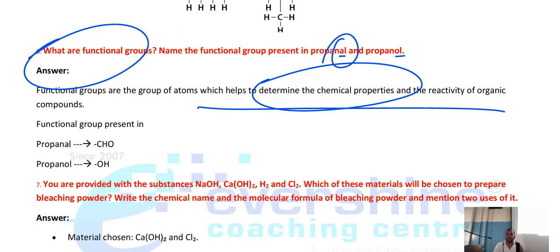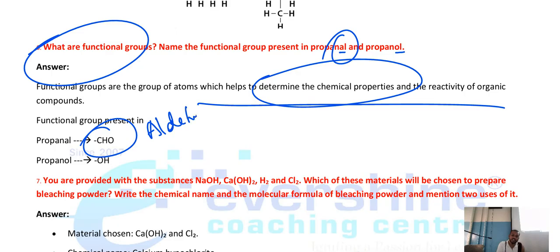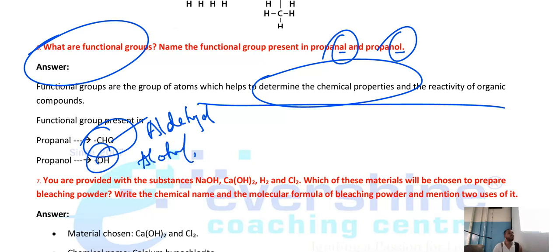Now, as you can see, 'al'. What is 'al'? Aldehyde. What is the functional group? CHO. Aldehyde. If you want, you can write aldehyde and write the CHO. And 'ol', alcohol. Write OH and write alcohol. So this is the functional group. Followed the step? Is this clear?